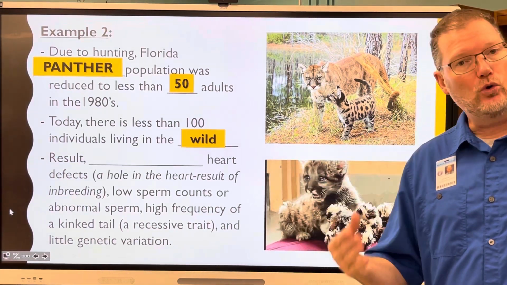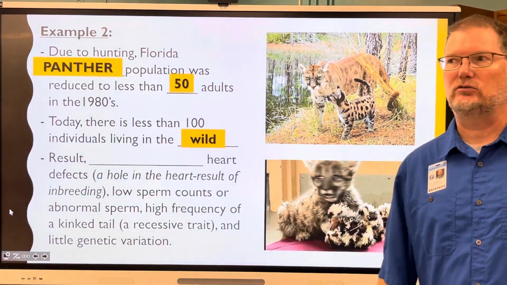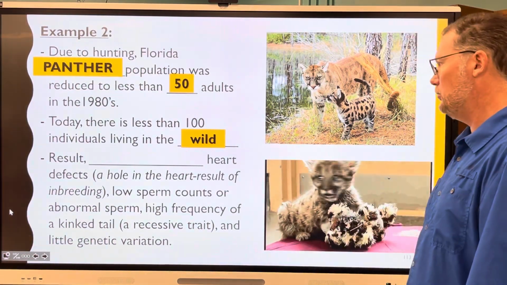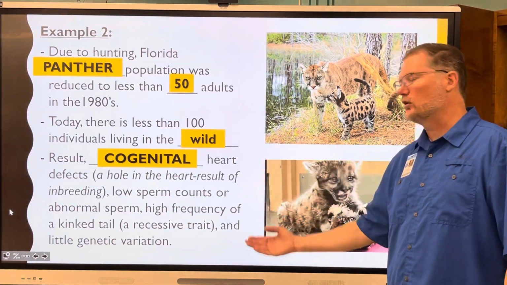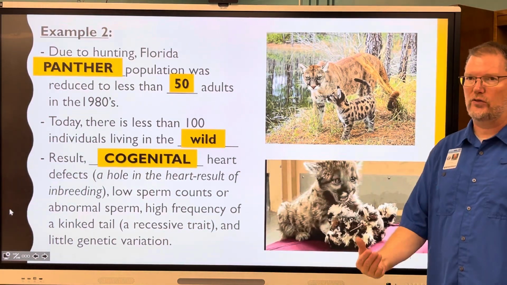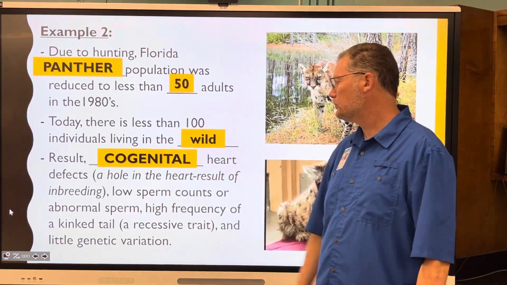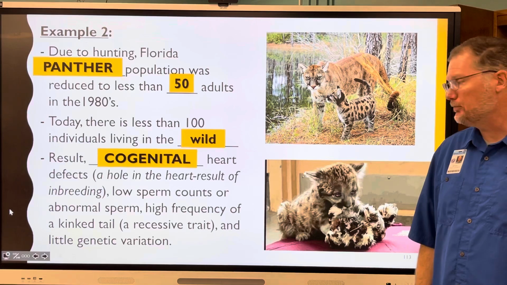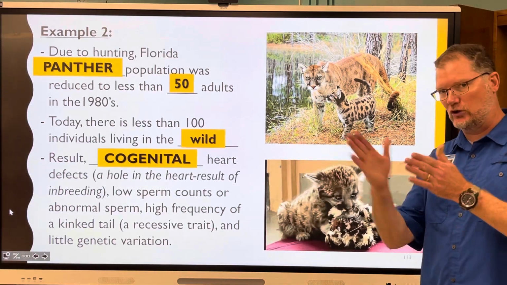But there are people who ignore those, and at least once a year somebody hits one of these amazing creatures. So the result is congenital heart defects. That means they're born with heart issues. Hole in the heart, low sperm counts or abnormal sperm. Abnormal sperm don't make offspring. They don't even get to where they need to go.